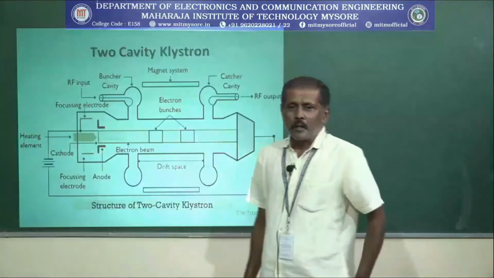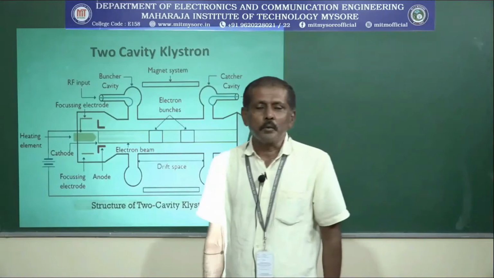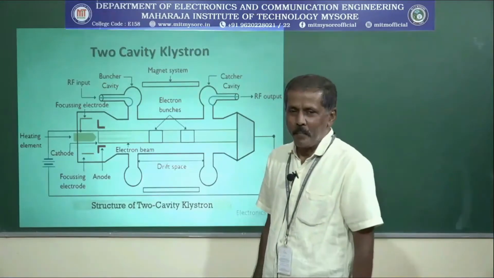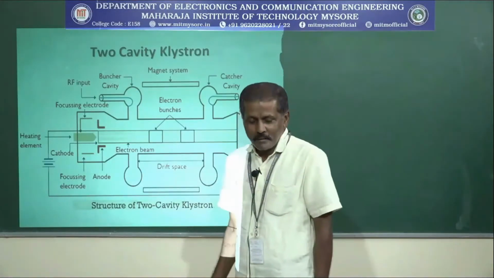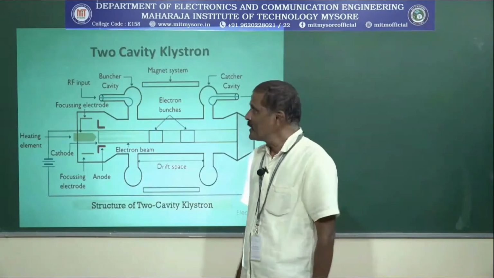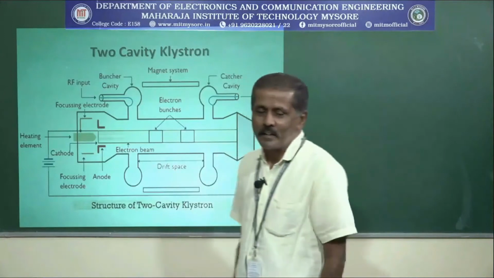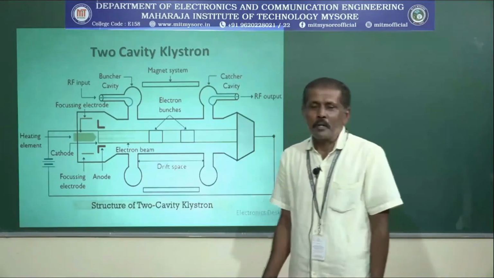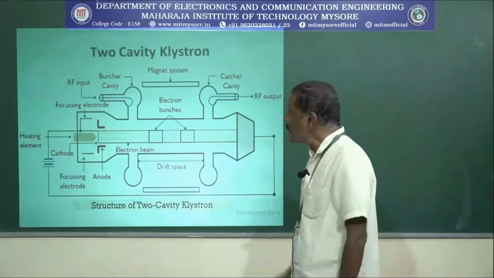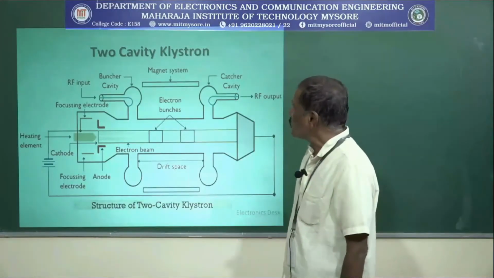Now, today let us consider another type of microwave tube, that is the 2-cavity klystron. This 2-cavity klystron is used as an amplifier. The basic purpose of this tube is to amplify microwave signals. Why do you need an amplifier? As you have studied in your lower semesters, we use different types of amplifiers, RC coupled amplifiers and LC coupled amplifiers, to increase the strength of the signals. Here also, to increase the strength of high frequency signals, we are using these 2-cavity klystron amplifiers.